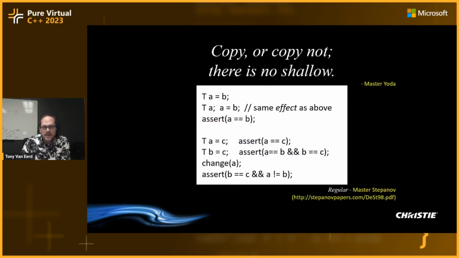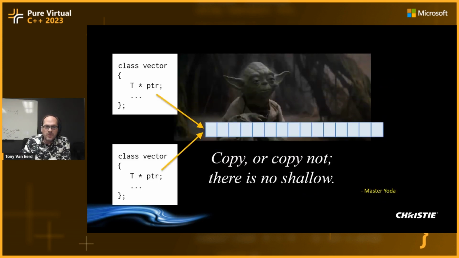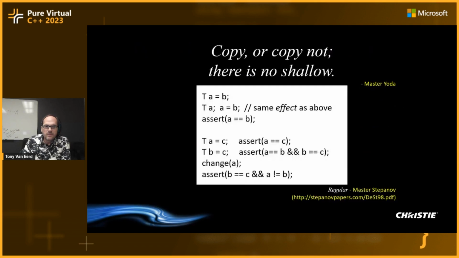Master Yoda said that, and Master Stepanov pretty much said the same thing. This is the definition of a regular type. A regular type is basically one that acts like int. When you assign it or make a copy, the copies are equal. The important one there is that if you make A and B equal to C and all three are equal, and then you change A, well, B and C are still equal, but A is no longer equal to B because you changed A and it's distinct from B. There are no parts being shared. It's separate.